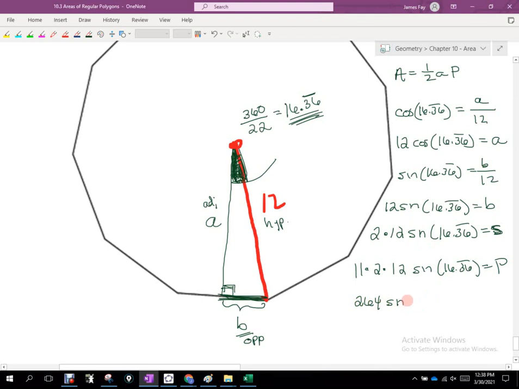264 sine of 16.36 equals my perimeter. Or, let's just be thoughtful of this. 264 sine, if I left this angle as 360 over 22 as my perimeter, and I came up here and wrote that as 360 over 22, there'd be absolutely no rounding error in my problem. Does that make sense? Okay.